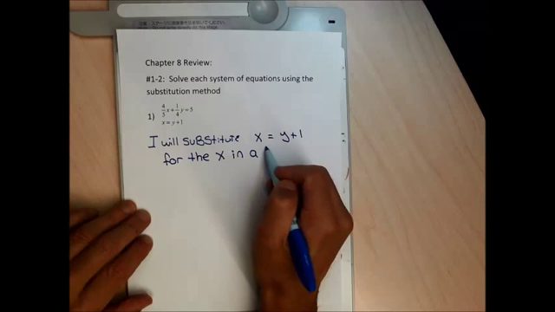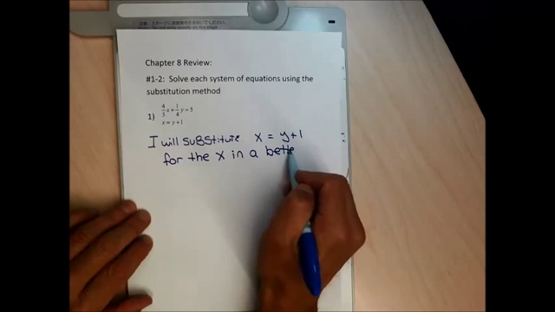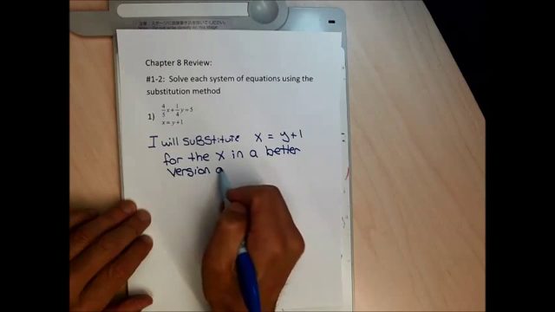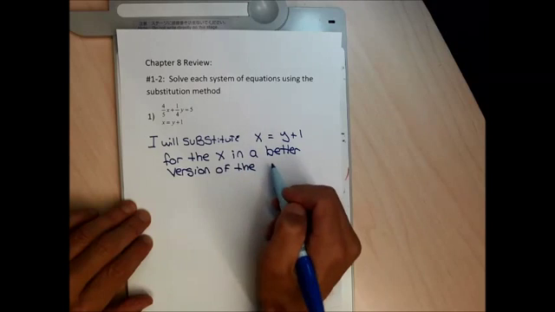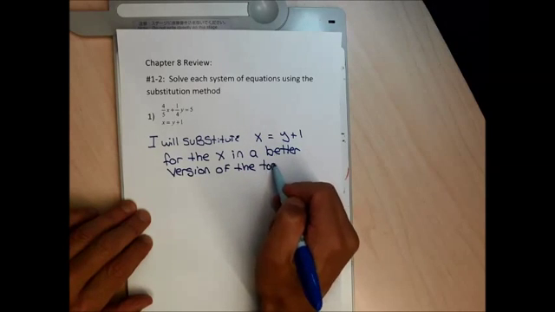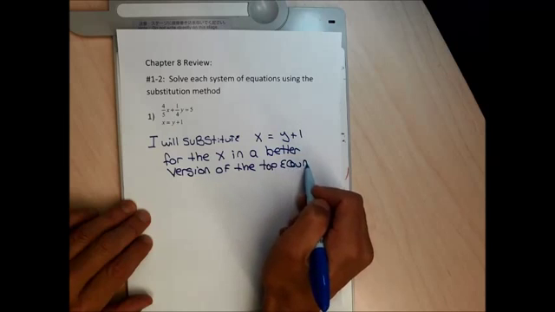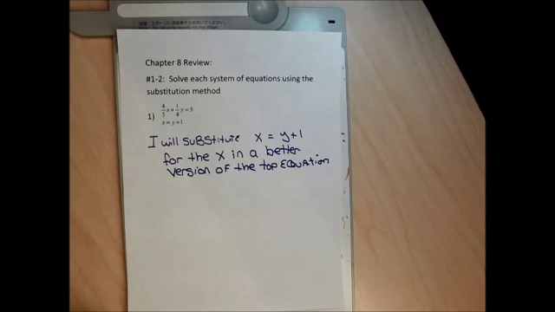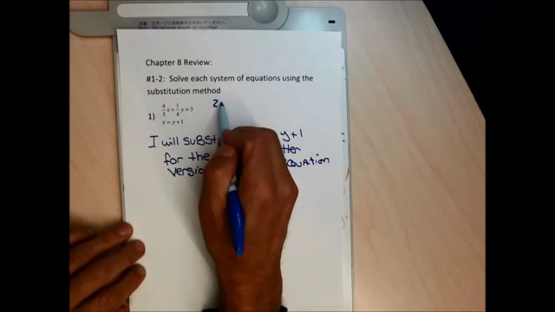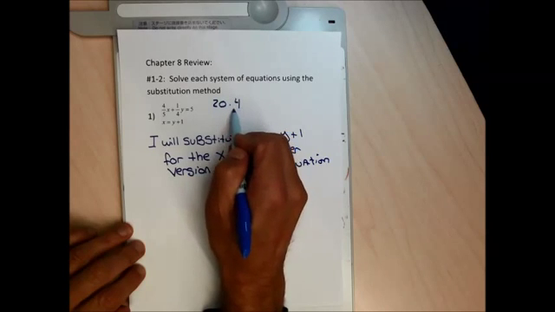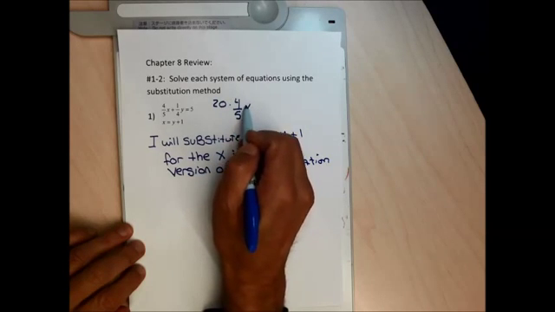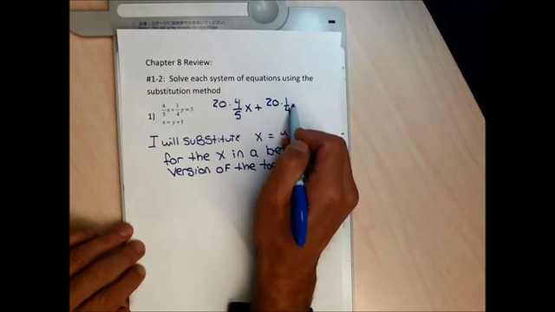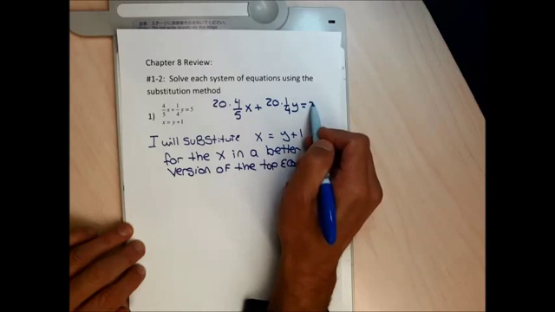in a better version of the top equation. Because I don't like this version of the top equation. It's loaded up with fractions, and I don't really like to deal with fractions. And when you have a problem that has both an equal sign and fractions, you can clear the fractions. So I'm going to create a better version of the top equation by multiplying through by 20. When I multiply through by 20, it's going to make some of the numbers bigger, but it's going to get rid of the fractions.